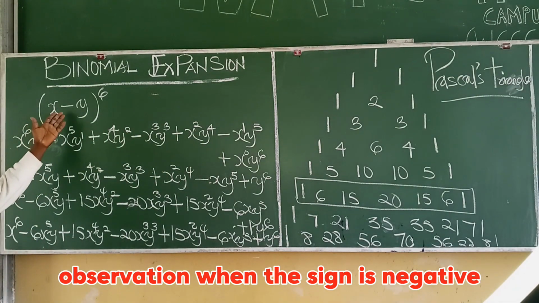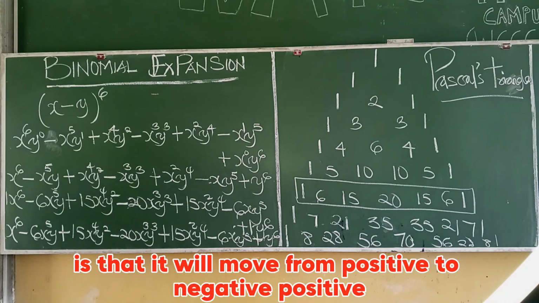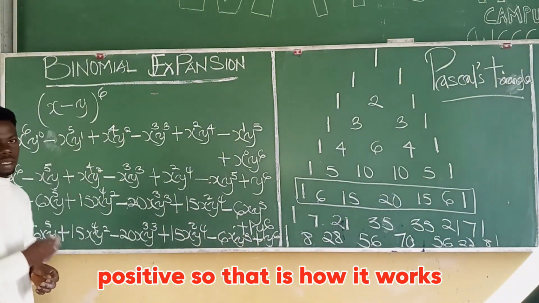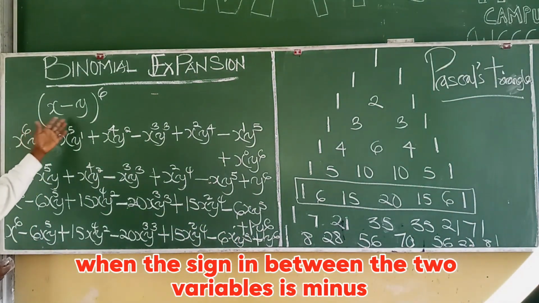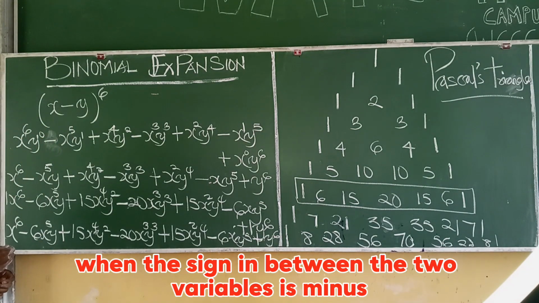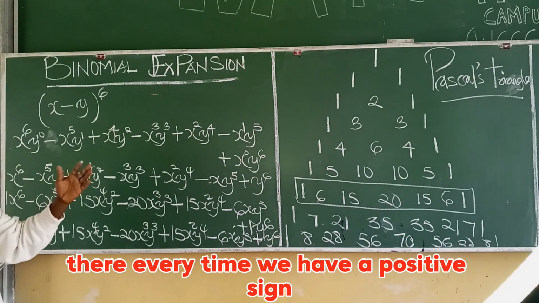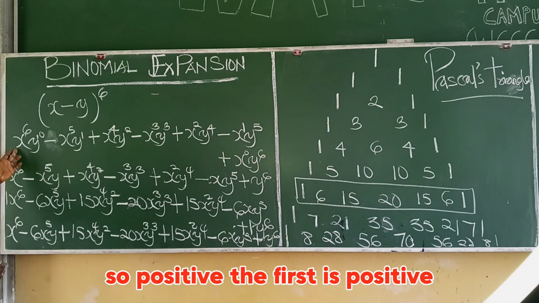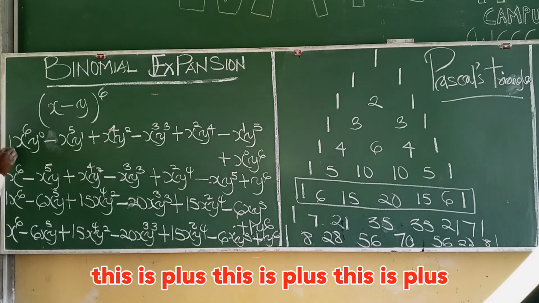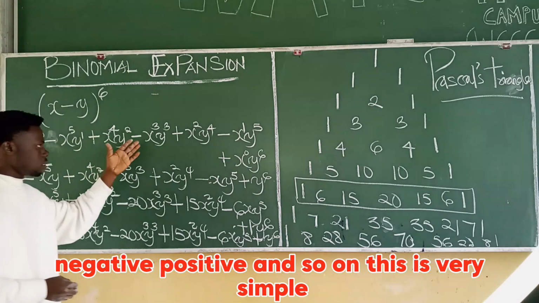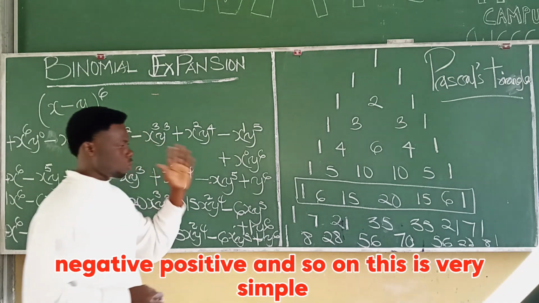The observation when the sign is negative is that it will move from positive to negative, positive, negative, positive, negative, positive. So that is how it works when the sign in between the two variables is minus. But if the sign is plus, every term has a positive sign. So the first is positive, this is plus, this is plus, this is plus, and the next will be negative, positive, negative, positive, negative, and so on.